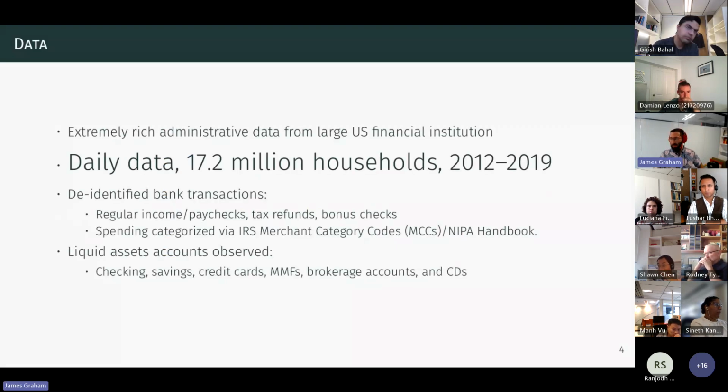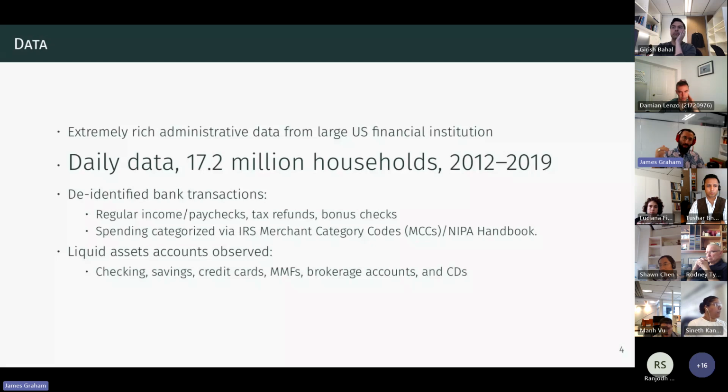There's lots to explore here, so I'll try and be fast and focus on the things that we think are interesting. So it's a big administrative data set from a large US financial institution. It's essentially a bank in the US. This covers a huge number of households, 17 million, and we could be using data for almost 10 years. We're not going to be able to do that. It's too big, so we have to cut it down a little bit, but that's the size of this thing.